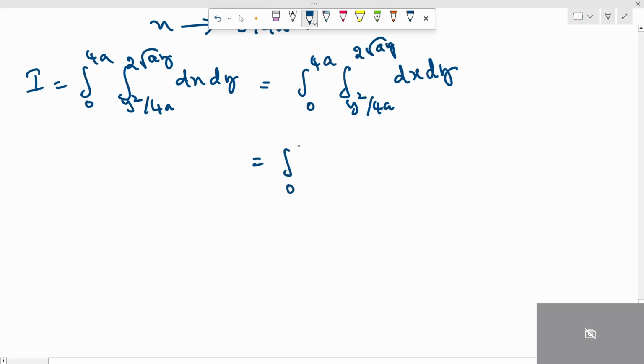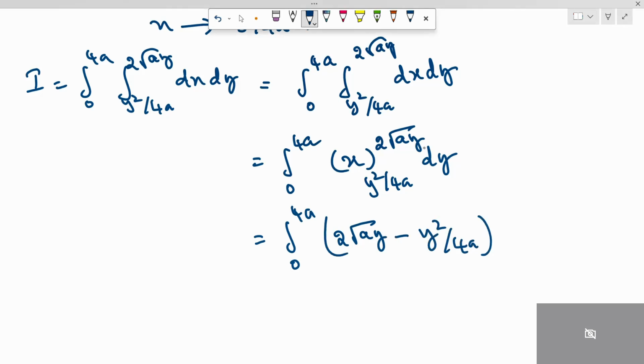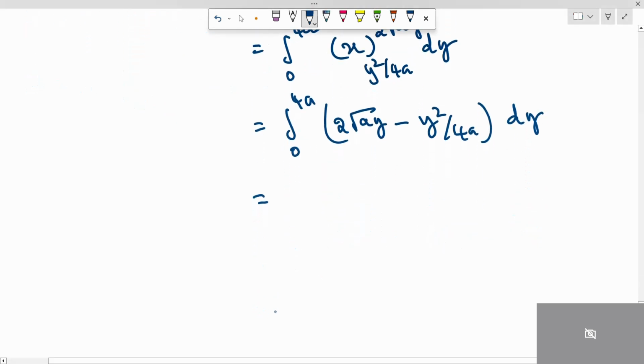First integration with respect to x, which is x, from y square by 4a to 2 into root ay, into dy. Okay, now apply our upper limit value: 2 root ay into x, that is 2 into root ay minus y square by 4a. Apply upper limit value minus lower limit into dy. Now we can integrate with respect to y.